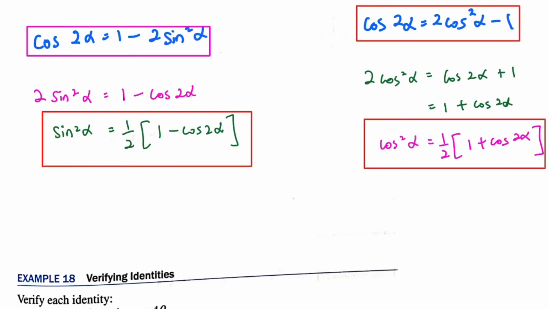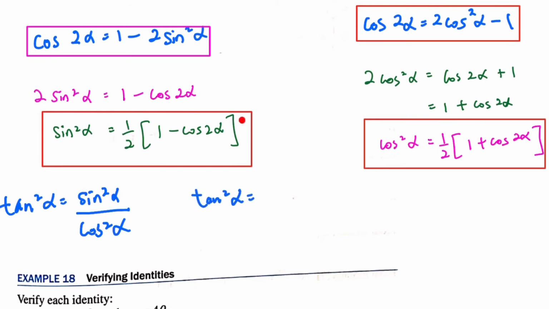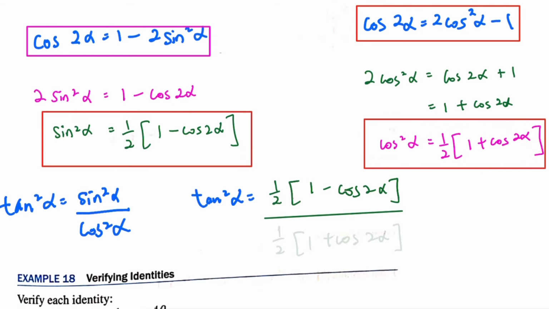Next, if you combine these two values here, you are able to get the value for tangent squared alpha, because tangent squared alpha is equal to sine squared alpha over cos squared alpha. So let me write here, tangent squared alpha is equal to sine squared alpha, let's substitute the value, divided by cos squared alpha. So let's take this value here. Now let's cancel out this value half here. Therefore, we can conclude that tangent squared alpha is equal to 1 minus cos 2 alpha over 1 plus cos 2 alpha.